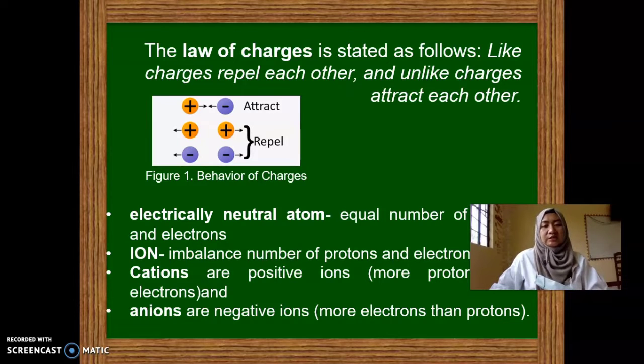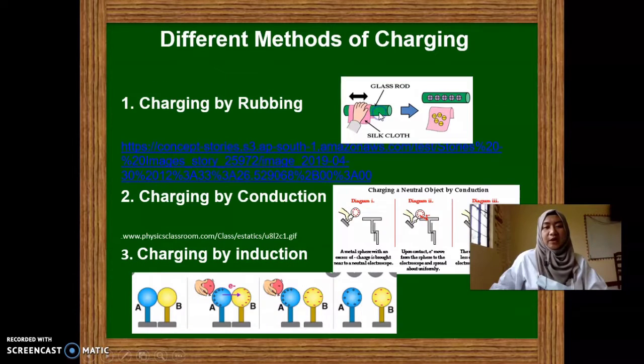An atom which has an equal number of protons and electrons is called an electrically neutral atom, while atoms with an imbalanced number of protons and electrons are what we call ions. Ions which have more protons than electrons are called cations, or positive ions, while atoms with more electrons than protons are called anions, also known as negative ions.